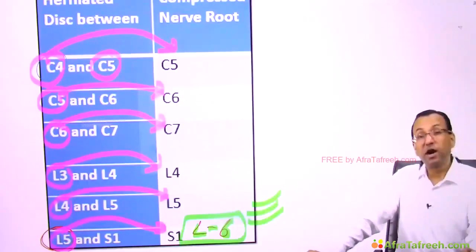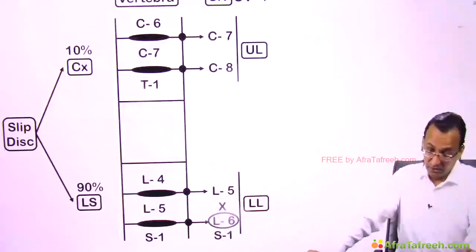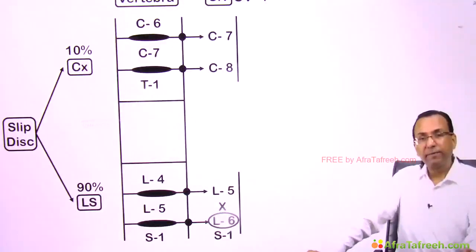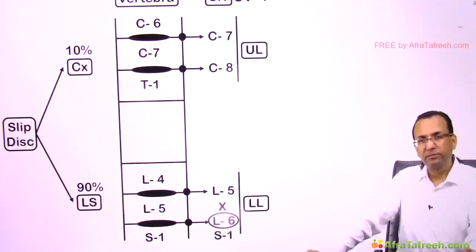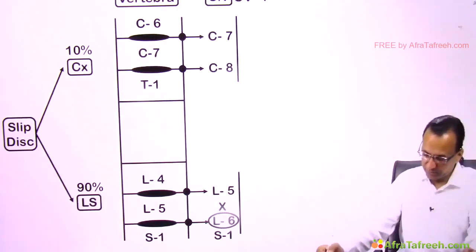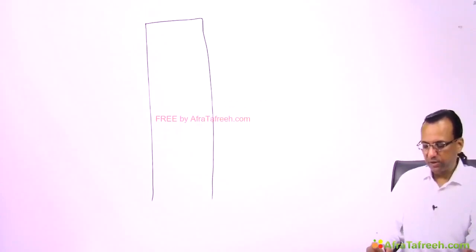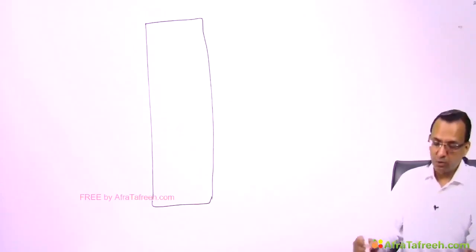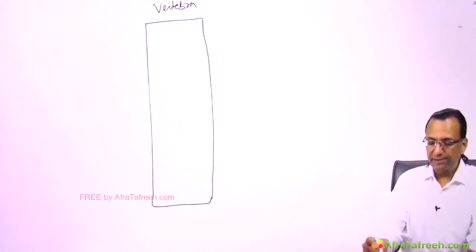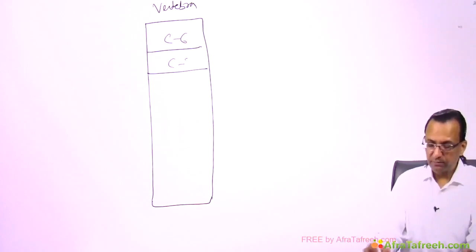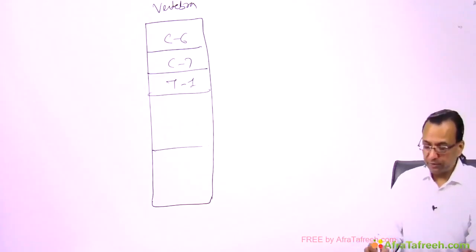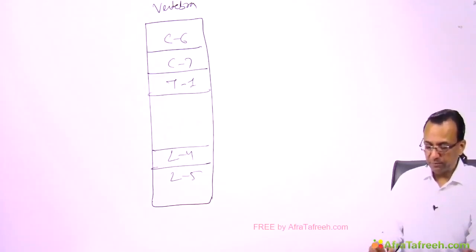Let us write it down ourselves by drawing a diagram. This diagram is for upper limb and lower limb slip disc injuries. Let us draw and discuss. The first is cervical, thoracic, and then lumbosacral vertebrae. First, cervical and thoracic: C6, C7 and T1. And then lumbosacral: L4, L5, S1.